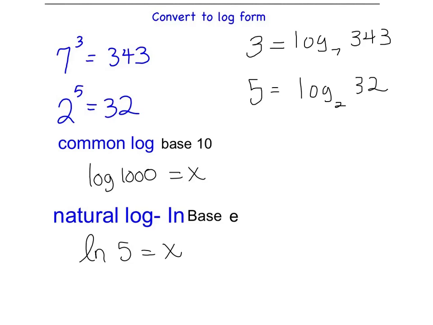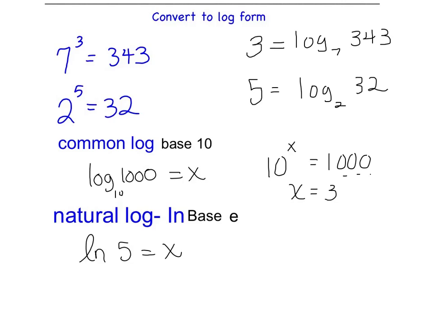Now, common log is base 10. On your calculator, that's the LOG button. Base 10 is not written. If it was, you'd put a 10 there for the base. So if I want to write the log of 1000, remember that this is the exponent. 10 is the base. So base to an exponent equals a value. And if I were solving that, since this has 3 zeros, the exponent is 3.